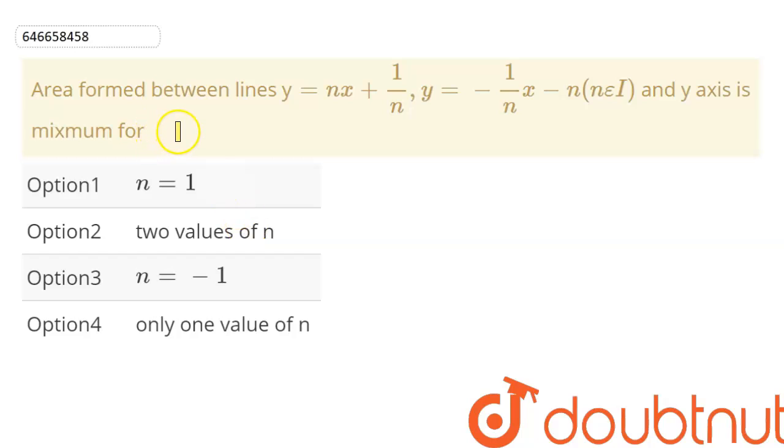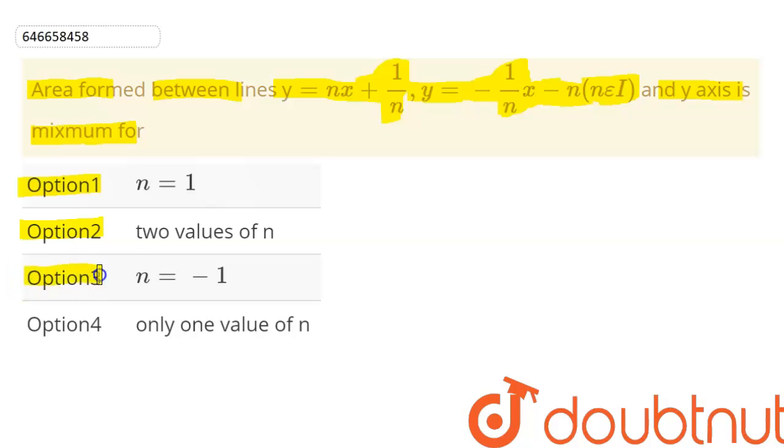Hello everyone. So today we are going to discuss one question on applications of derivatives. Here in this question we are given that the area formed by the lines y equals nx plus 1 by n, and the second line y equals minus 1 by n x minus n, where n belongs to the set of integers, and the area is maximum for which of the following options. We are given 4 options and we need to choose among them, and more than one can be correct.